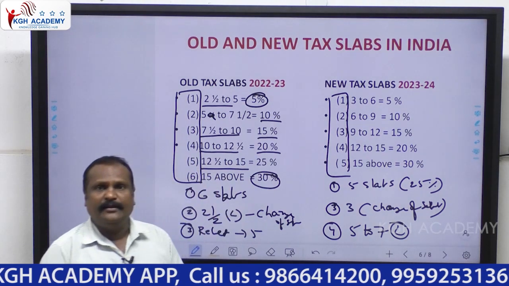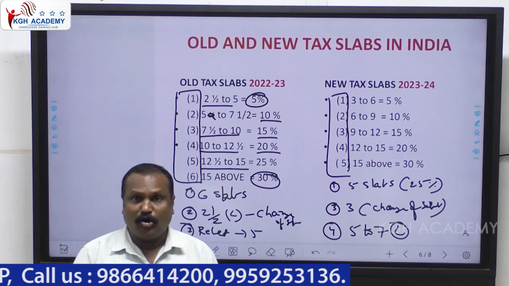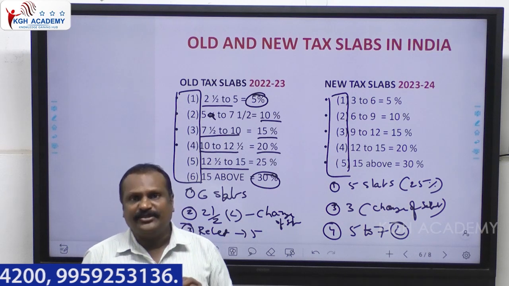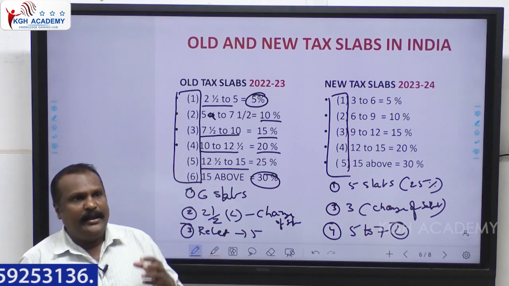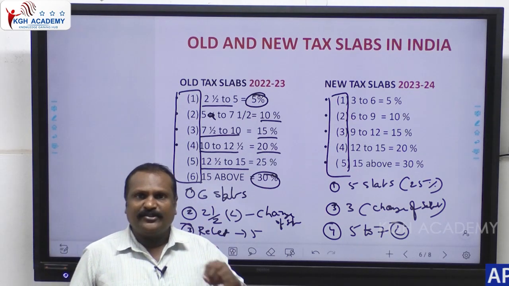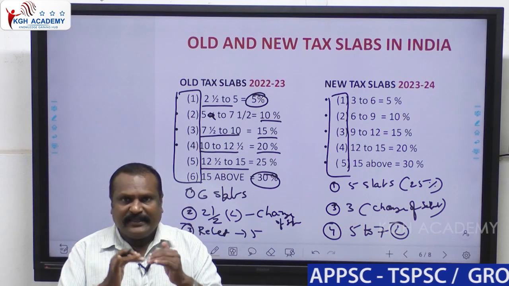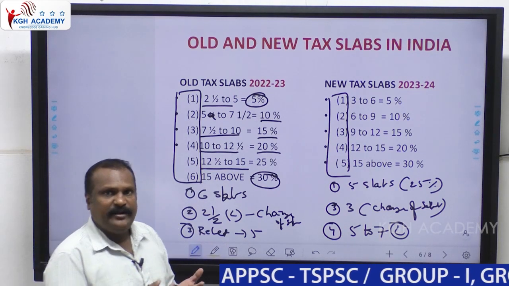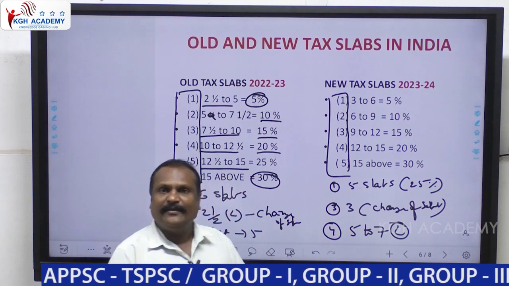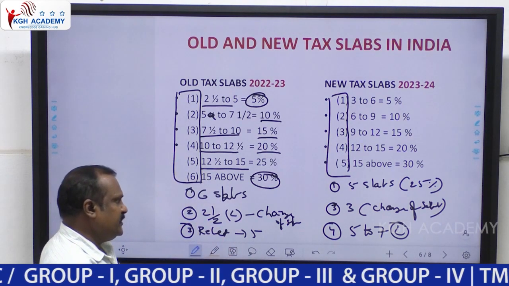Rebate means exemption. So if a person has more than 3 lakhs, he has to pay income tax to the government. But when a person gets 7 lakhs, he can get the exemption. Exemption means a person who has a house loan, insurance, or children's education has the exemption up to 7 lakhs. Exemption is nothing but the rebate. So how much rebate is there? Last year 5 lakhs, at present increased to 7 lakhs. Okay, so these are the slabs according to the 23-24 budget estimation.